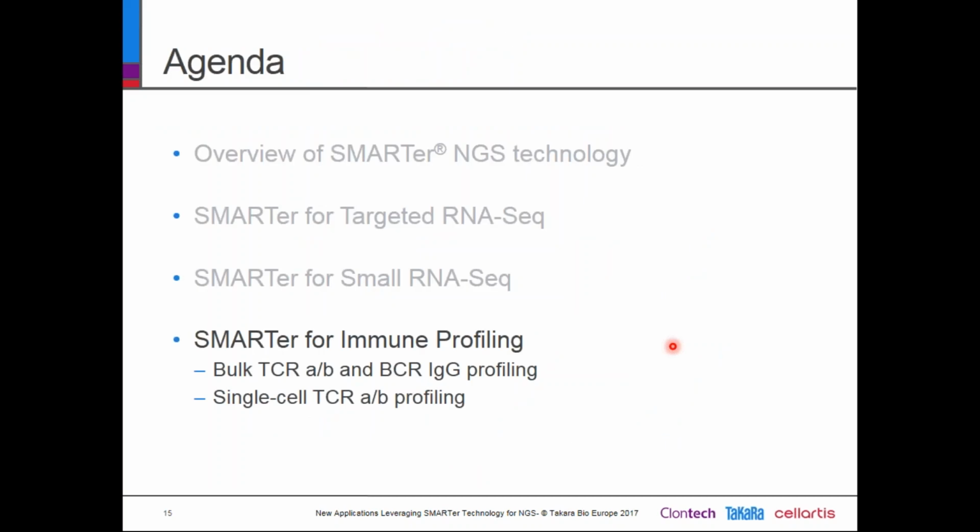So now I would like to move to the third application. This is SMARTer for immune profiling, and here we have developed quite a variety of products that I will be describing. So first we will talk about the products that we have for bulk TCR and BCR profiling, and at the end I will talk about our product for single cell TCR profiling.